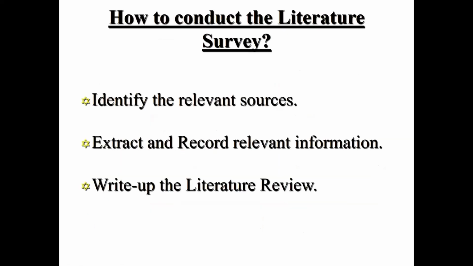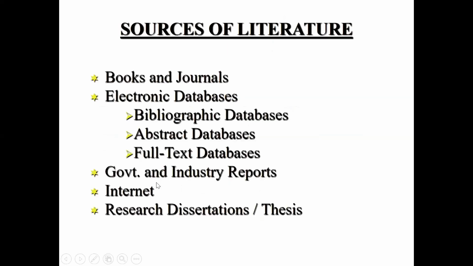Another one is to identify the relevant sources as part of the review of literature. So what are the sources where we have to go, madam? Books and journals, electronic databases, you know very well about all these things, and government and industry reports. Don't go only for published journals. Some technical reports are available from industry and government. Once an industry gets a product patent, they will release it. A very good example is Tech Open, they publish many technical reports.